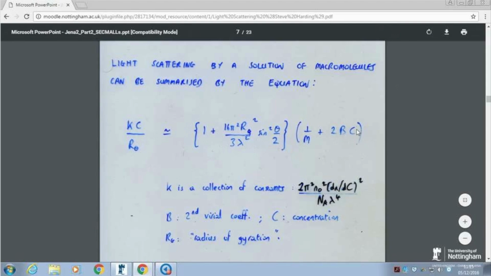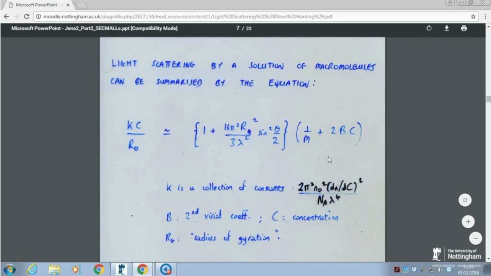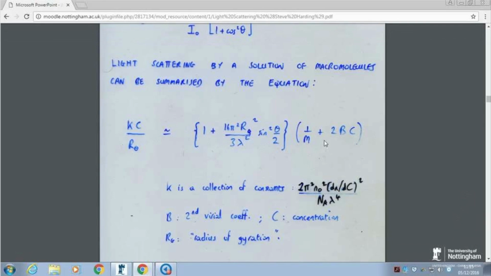And also, if we work at a very low concentration, C becomes close to 0. And if C is close to 0, this lot becomes close to 0. So Kc over R theta equals about 1 over M. So if we work at low angle and low concentration, then we just get the molecular weight out dead easy, if we can work at low angle and if the concentration is low enough.